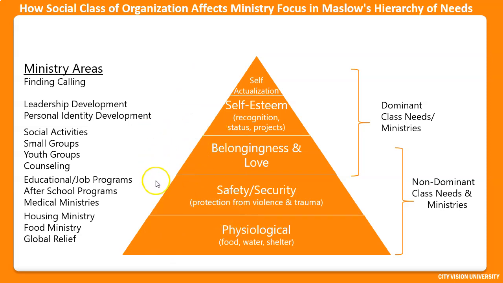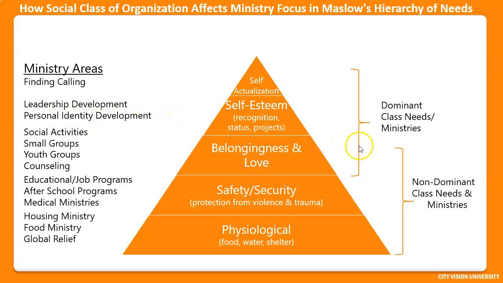Now, what happens is, depending on where the social class center of your organization is, you're going to have a bias towards different needs, right? So if you're in the non-dominant class needs and ministries, then these things are going to be really important: global relief, food ministry, housing ministry, medical ministries, after school programs, so safety for kids, educational and job programs. And then, I've been in middle class churches, and these programs are awesome: counseling programs, small groups, social activities, leadership development, and personal identity development, finding your calling.